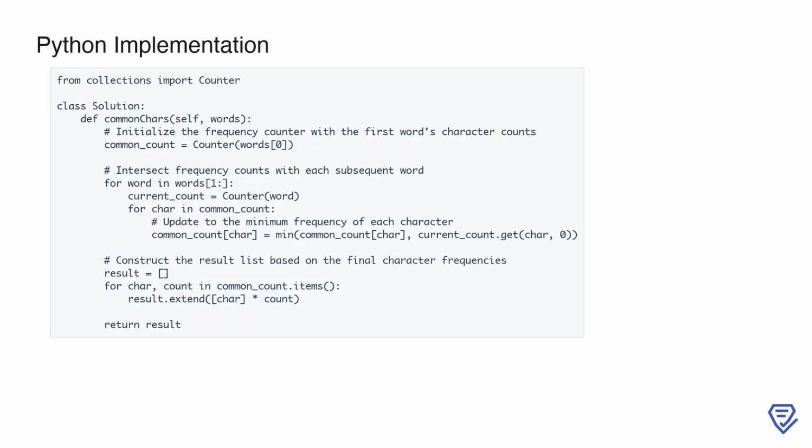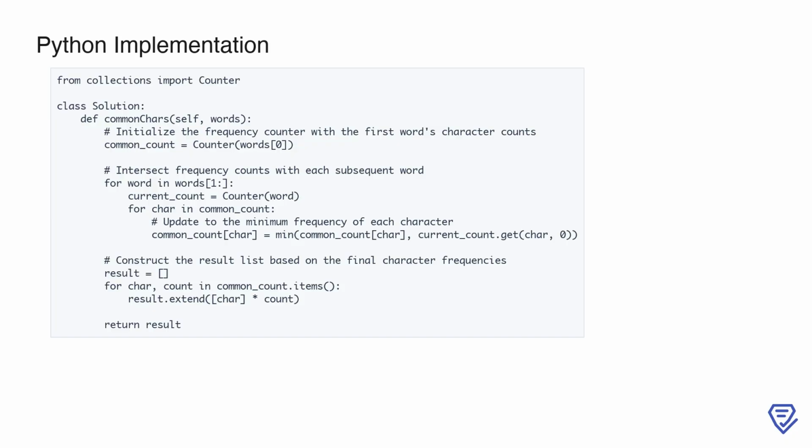Next, the function iterates over the remaining strings in the array, updating the frequency counts by taking the minimum frequency for each character. This is achieved by calculating the intersection of the current counts with the counts of the characters in the current string. If a character is not present in the current word, its count in the common counter is set to 0. Finally, the function constructs the result list based on the final frequencies in the common_count dictionary. For each character, the result list is extended with the character repeated by its frequency. This approach ensures correctness while maintaining efficiency.